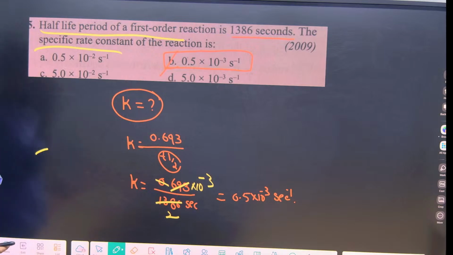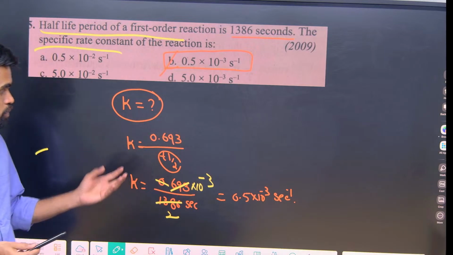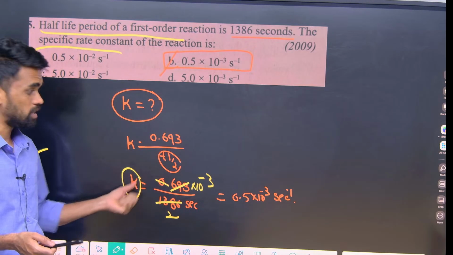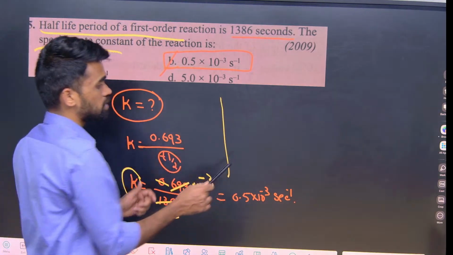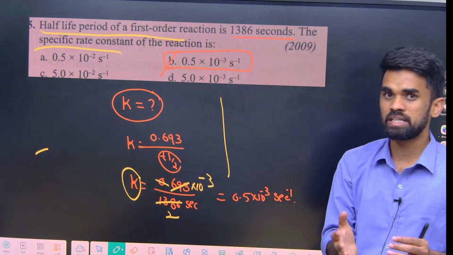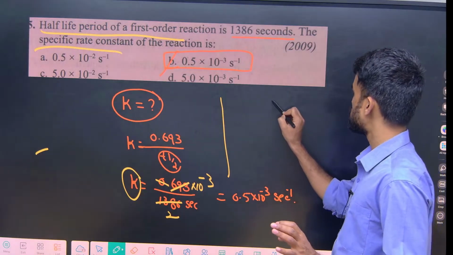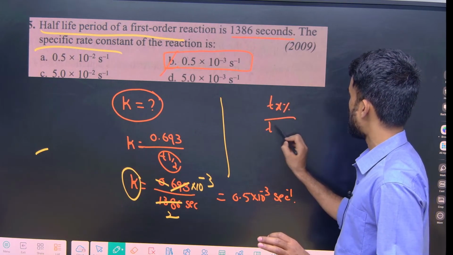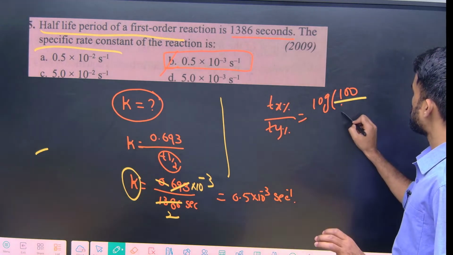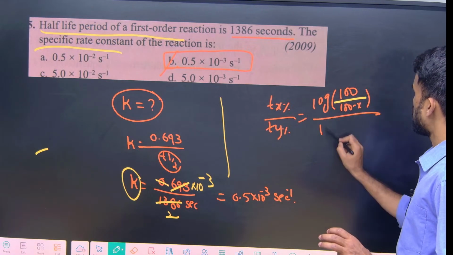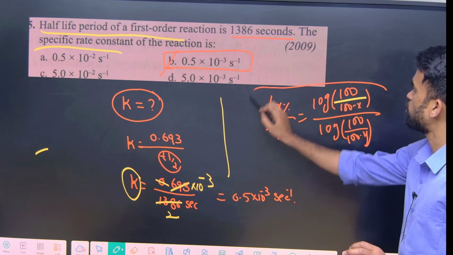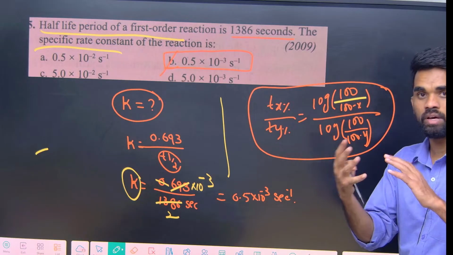Now sometimes they will provide the information about half-life or rate constant in this way, and they will ask what is the time required for completion of some y% or x%. It means you can use t x% by t y% as log 100 by 100 minus x, and log 100 by 100 minus y. This is the formula to compare two half-lives or two x and y percentages.